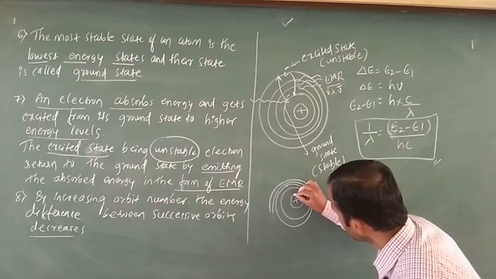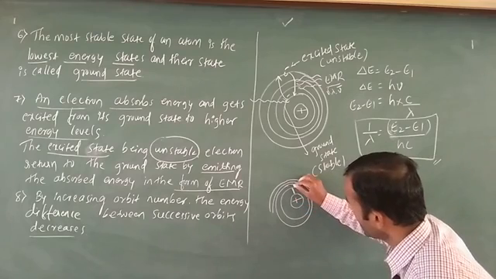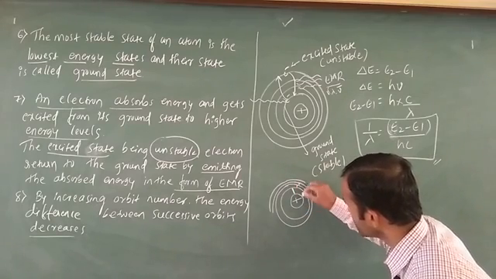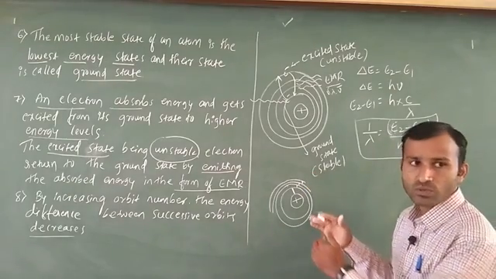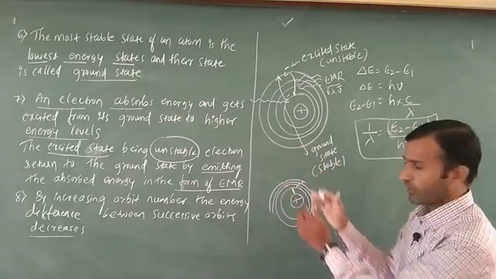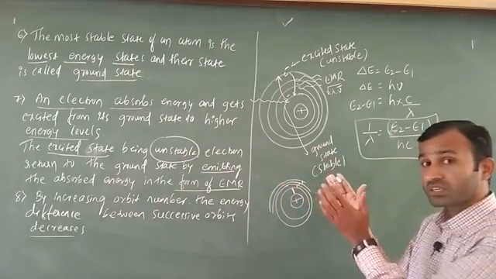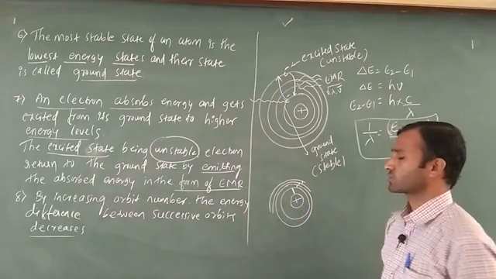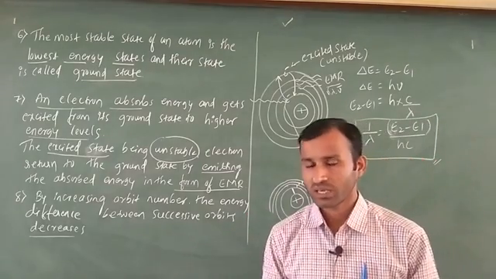Here is the nucleus and here is the orbit. This difference is more compared to this one, but this difference is less, again less, again less. The difference between two successive lines decreases. When you increase the orbit number, the difference between two successive orbits decreases. Okay, this is the last one, the eighth postulate. Up to this point, the postulates of Bohr's atomic theory are completed.